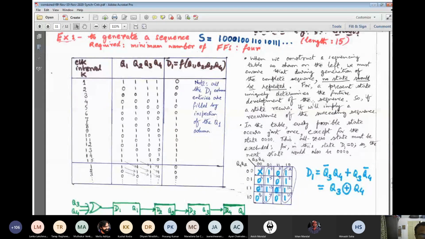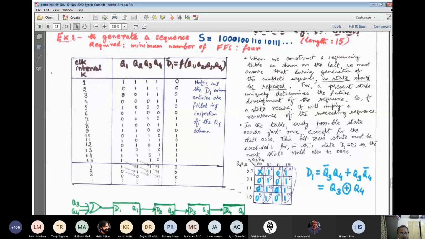So if a state repeats itself, it will imply a recurrence of the succeeding sequence. Right? So that we do not want. In the table, every possible state occurs just once. Here, however, I see 1, 1, 1, 1 has not occurred, 0, 1, 1, 1 has not occurred, 0, 0, 1, 1. So as you can check, if you leave out the all 0 state, all 15 states have occurred. This all 0 state must be excluded.